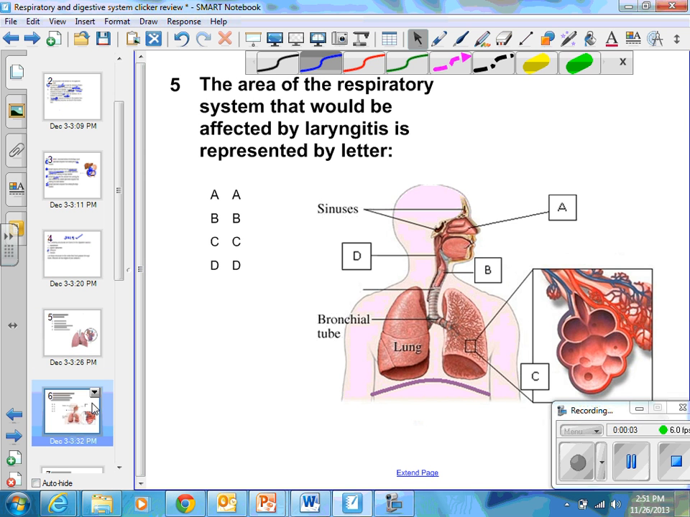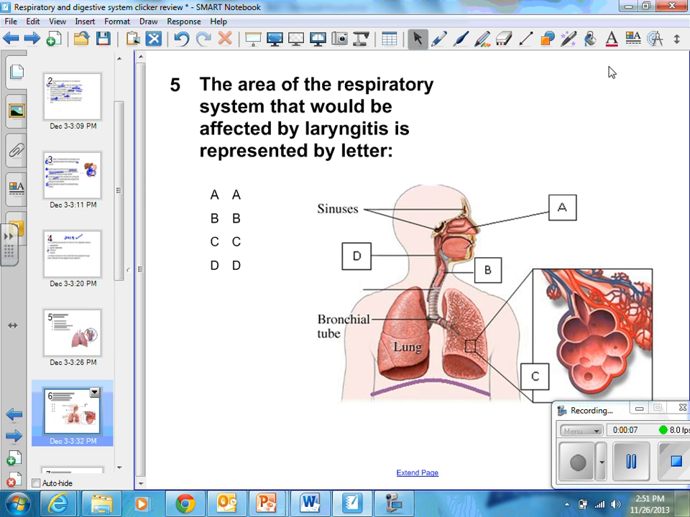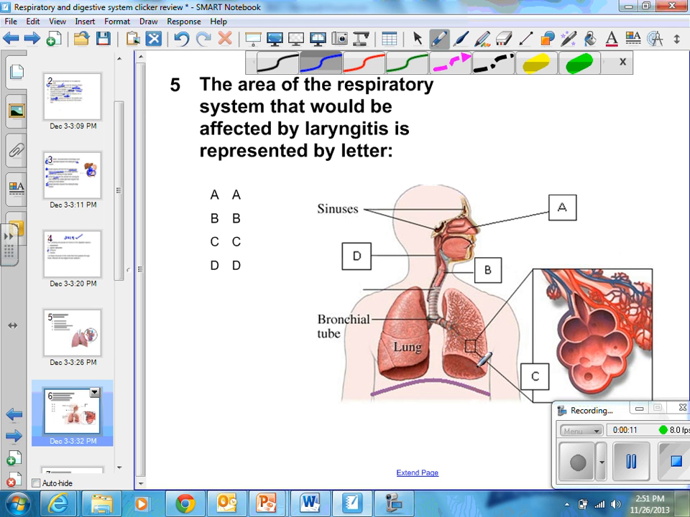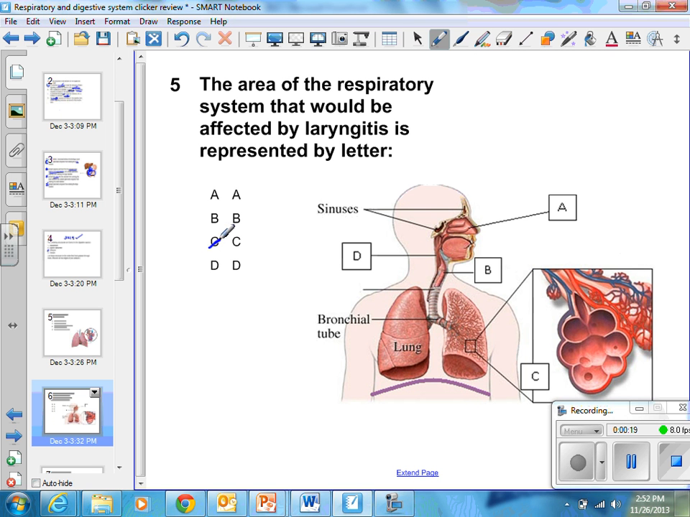All right, question 5 on the review says the area of the respiratory system that would be affected by laryngitis is represented by what? Okay, well, laryngitis is affecting the larynx, which I know is in the upper respiratory tract. So it's definitely not C. C is deep down into the lungs. Okay, A is a nasal cavity. That would be sinusitis. B or D are likely the two answers that most people picked.